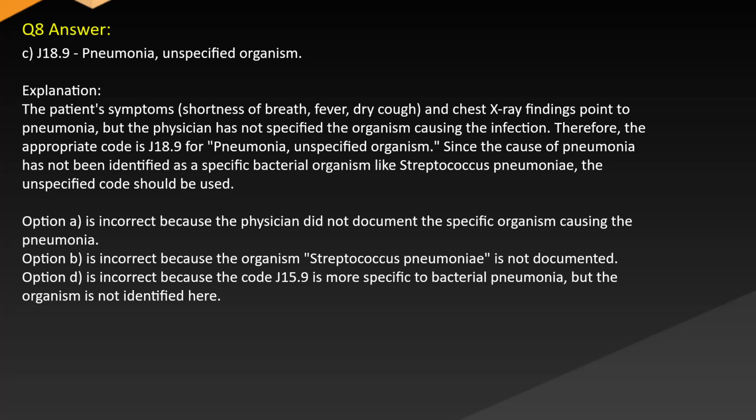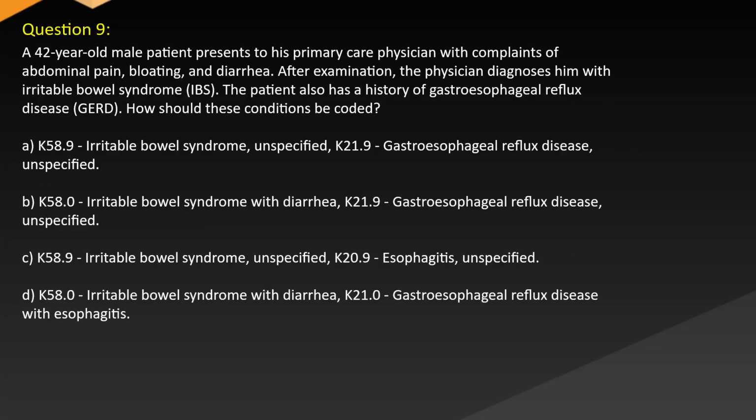Option A is incorrect because the physician did not document the specific organism causing the pneumonia. Option B is incorrect because the organism, Streptococcus pneumoniae, is not documented. Option D is incorrect because the code J15.9 is more specific to bacterial pneumonia, but the organism is not identified here.